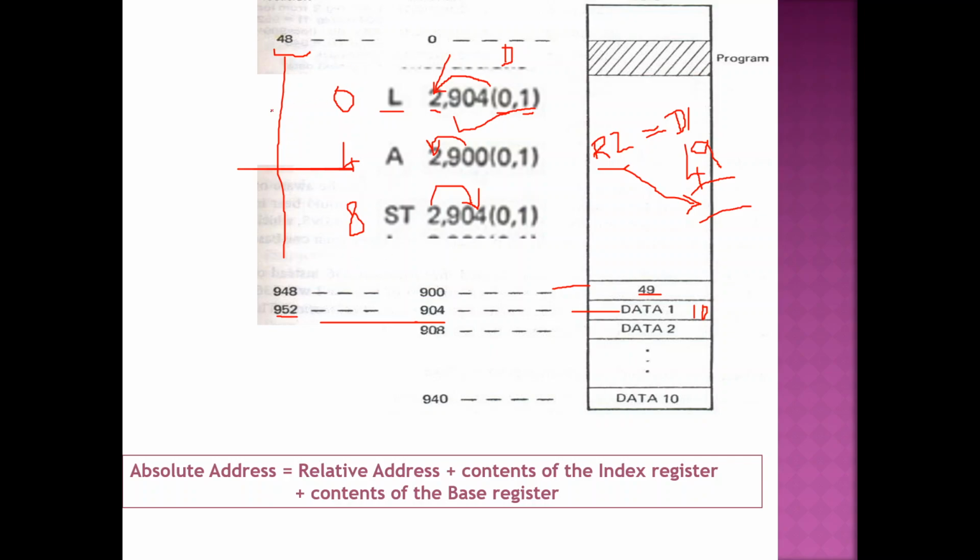With this, can I calculate the absolute address? Yes. I should add the base register value and the index register value. Index register is 0, so we will leave it out. Just add 48 with all these. So 0 plus 48, 48 will be the absolute address. For the next one, 48 plus 4 will be 52, so 52 is the absolute address for this line. For 8 as the relative address, add 48 plus 8, which is 56. That is going to be the absolute address.